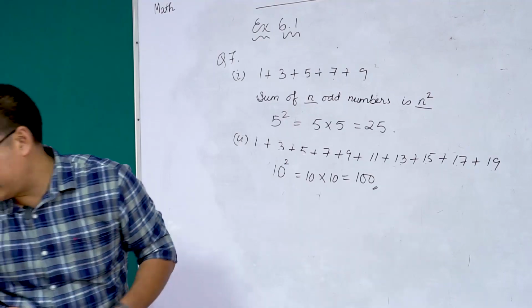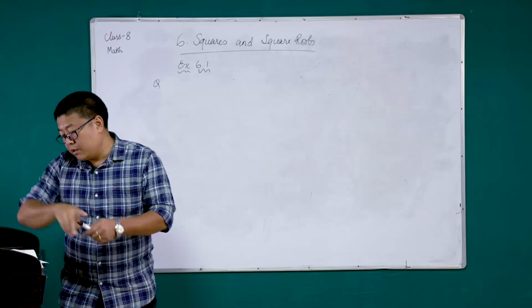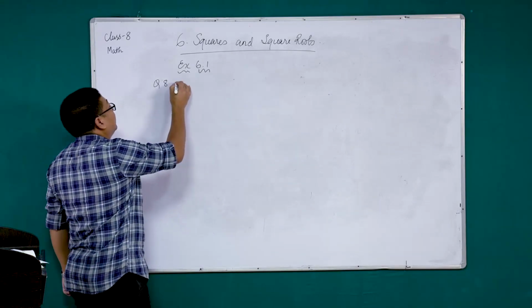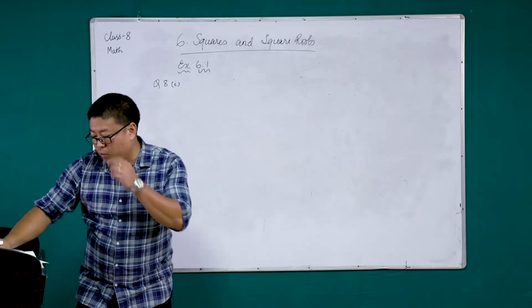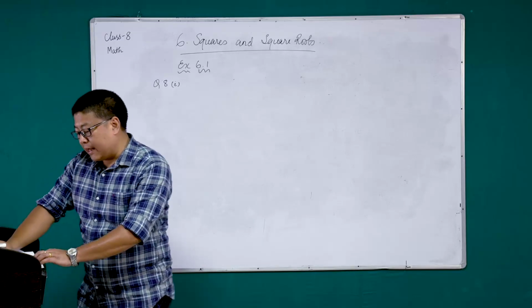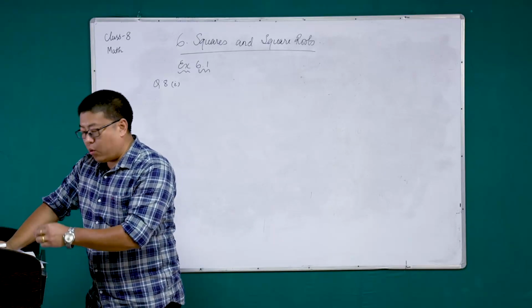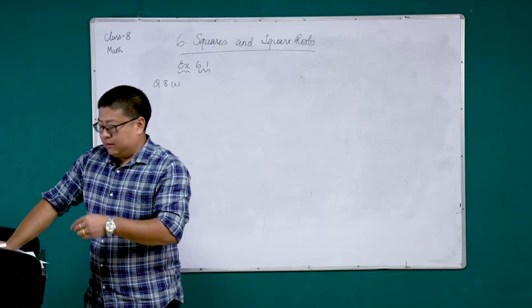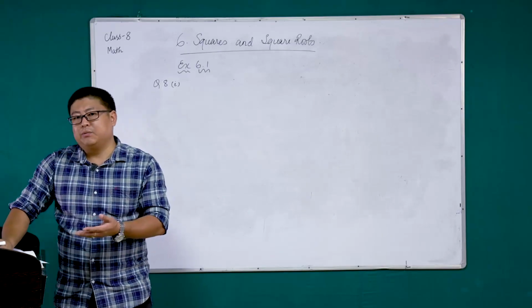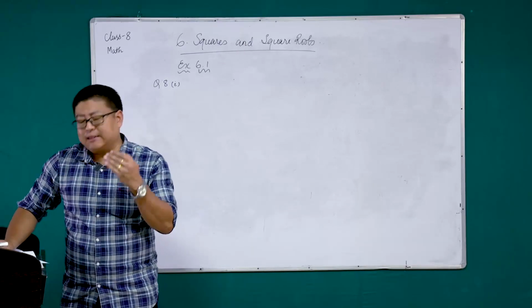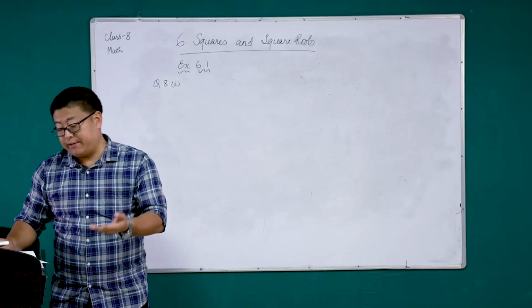Let's move on to the next question. Question number 8. 8.1. The question is, express 49 as the sum of 7 odd numbers. Here itself they have given the answer. We simply have to write it down now, just similar to question number 7.